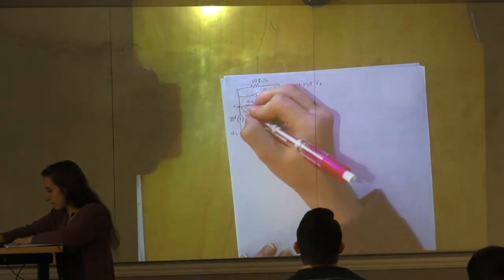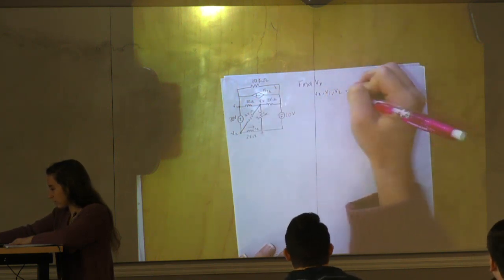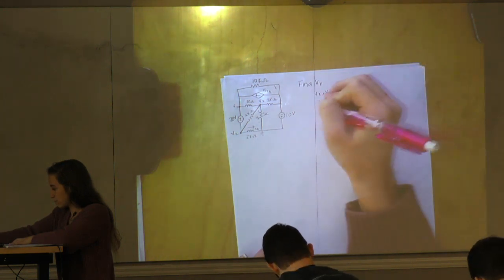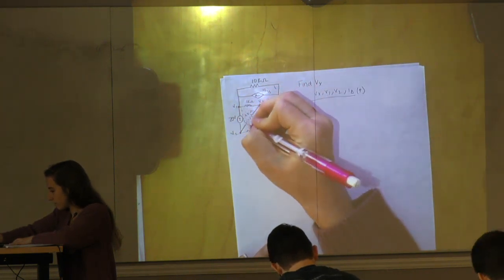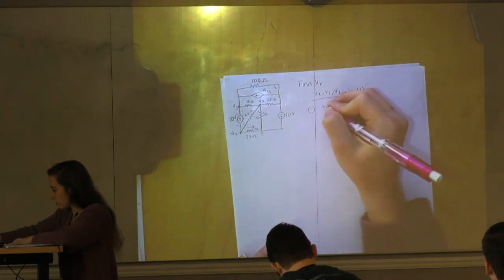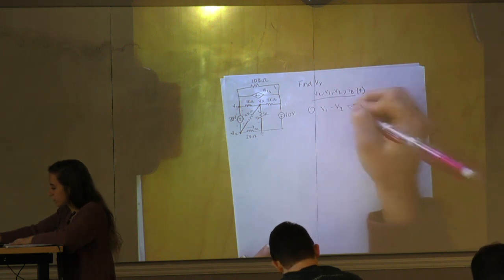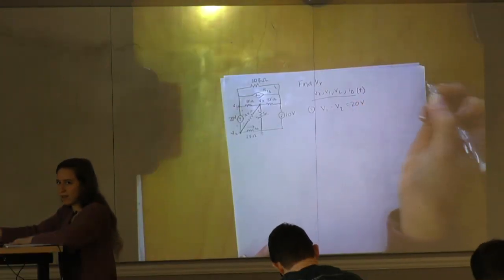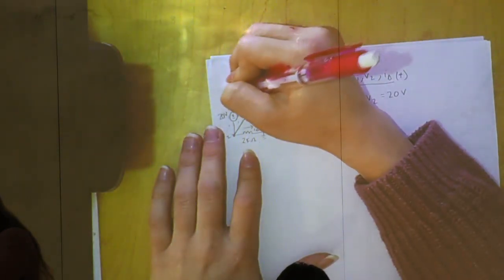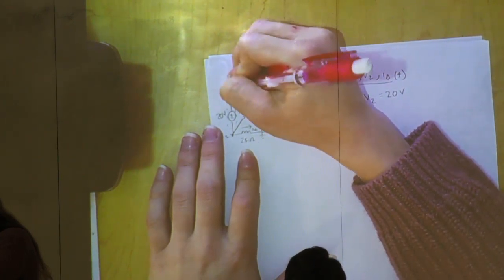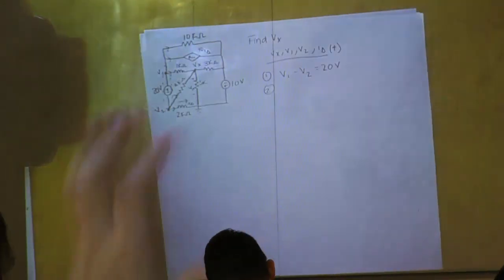To start, we have 4 unknowns: Vx, V1, V2, and I delta. So we're going to need 4 equations. The first one we can make is our supernode: V1 minus V2 equals 20 volts. Then our second equation is the KCL from our supernode. We'll have 1, 2, 3, 4, 5 currents coming out of our supernode.